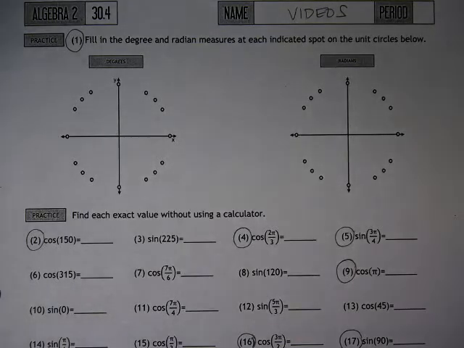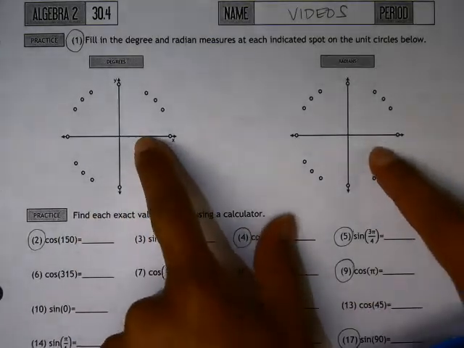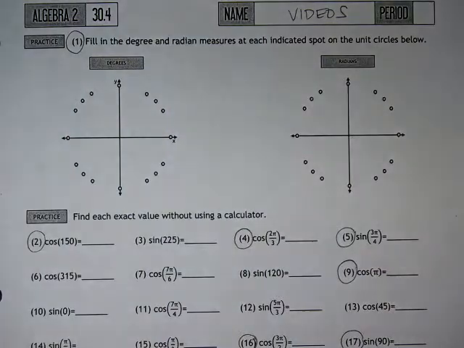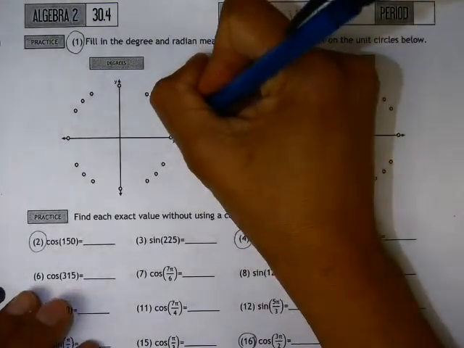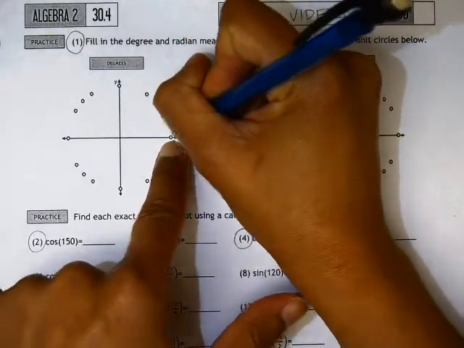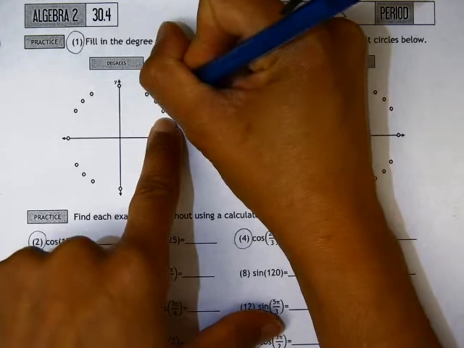This is worksheet 30.4, and on number 1 we're going to fill in the unit circle with all of the angle measures, both in degrees and in radians. So in degrees we're going to start at 0 degrees here, and all of these large gaps are always a 30-degree difference. So here we have 30 degrees, and the small gaps are always 15 degrees.